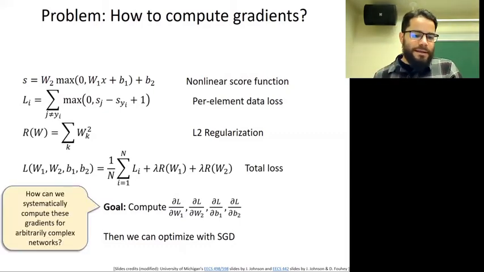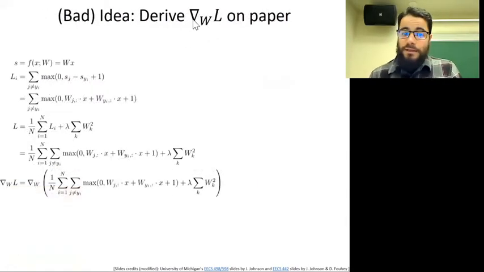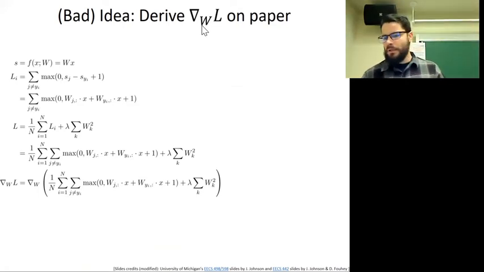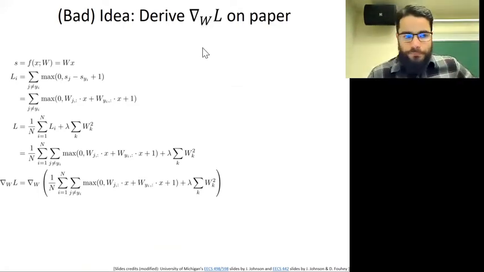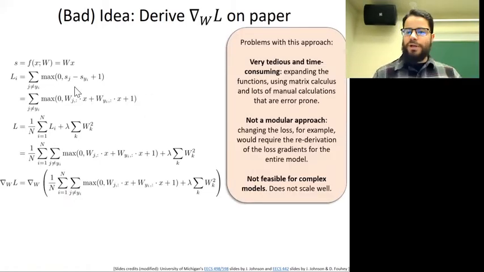How can we systematically compute these gradients for arbitrarily complex networks? That's the problem. When we're working with a very small and easy to model network, maybe we can do that manually, right? So the first idea would be, of course, to derive the gradient of the loss with respect to all of your parameters, let's just say, for example, matrix W, on paper. So to do that manually. For example, if you would have a loss function like this, you could expand this loss function and start doing the partial derivatives. Well, there are some problems with this approach.